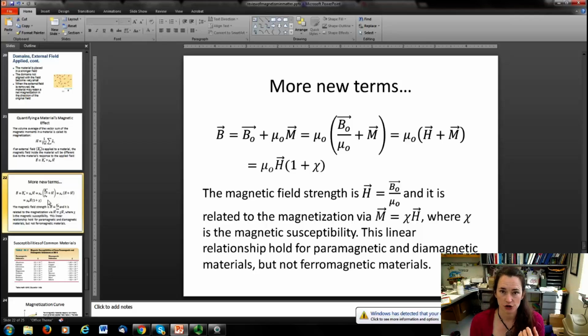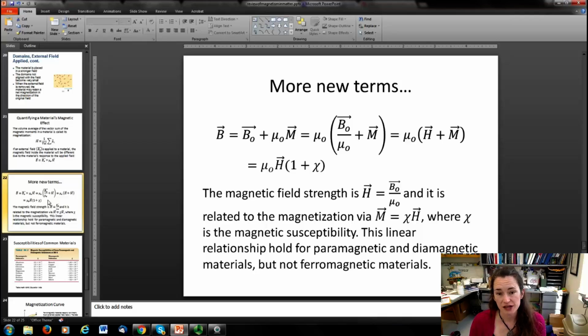If you apply a stronger field, you'll get a larger net magnetization effect out of the material. That can be done by relating the magnetization M to the magnetic field strength via some constant chi, which we'll call the magnetic susceptibility. If the magnetization is equal to chi times H, the susceptibility times the magnetic field strength, then I can rewrite that whole equation as mu naught times H times 1 plus chi.